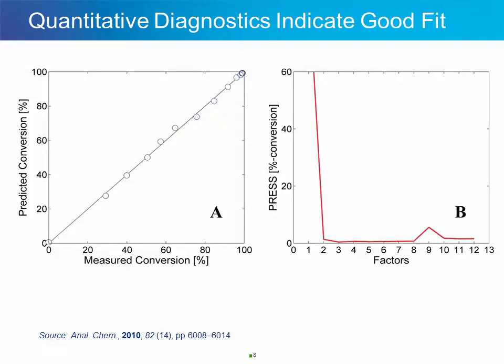On the right is figure B, the PRESS value as a function of the number of factors, with the minimum at 3. The low number of factors here is also a good indication that there's a good relationship between the offline measured data and the response of the infrared data in the chosen region. When using IC Quant software for quantitative modeling, these plots are automatically generated whenever the model is created.